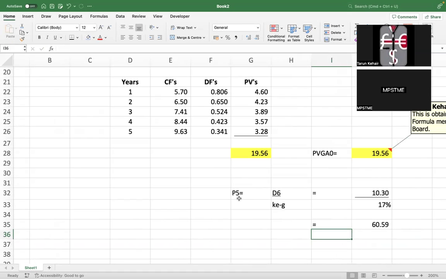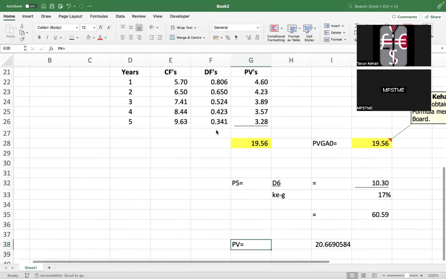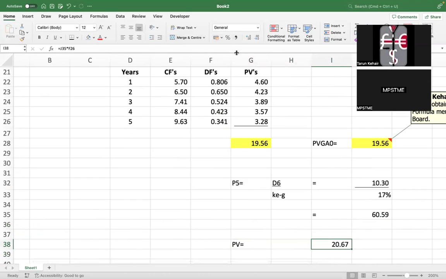कि 5वें साल के बाद अगर मेरे डिविडेंड्स 7% एनुअल ग्रोथ से फॉरएवर ग्रो करते रहे तो उसकी वैल्यूएशन होगी 60 रुपीज एंड 59 पैसे. लेकिन ये 5वें साल पे है. I will have to bring it to the present value, which will be 60.59 into the 5th year discounting factor, which is 20.67.